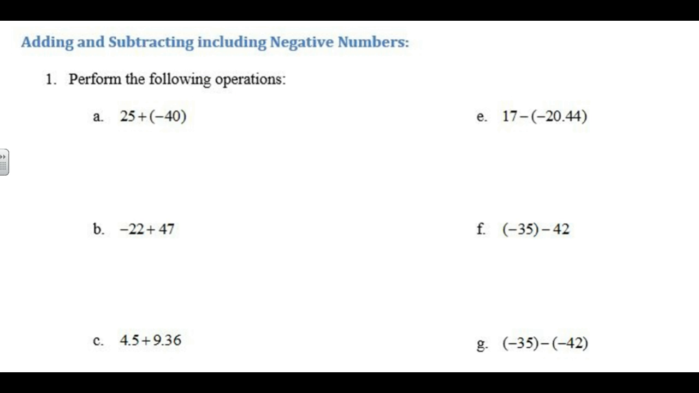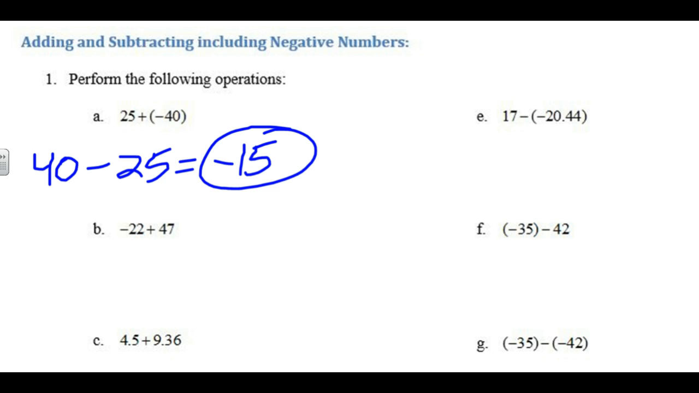So for A and B, we're adding numbers here, both with different signs. So since they have different signs, we're going to subtract their absolute values. For A, we're going to end up with 40 minus 25, which is 15. But 40 has a greater absolute value than 25 does, and since negative 40 is negative, our overall sum is negative. For B, we have 47 and negative 22.